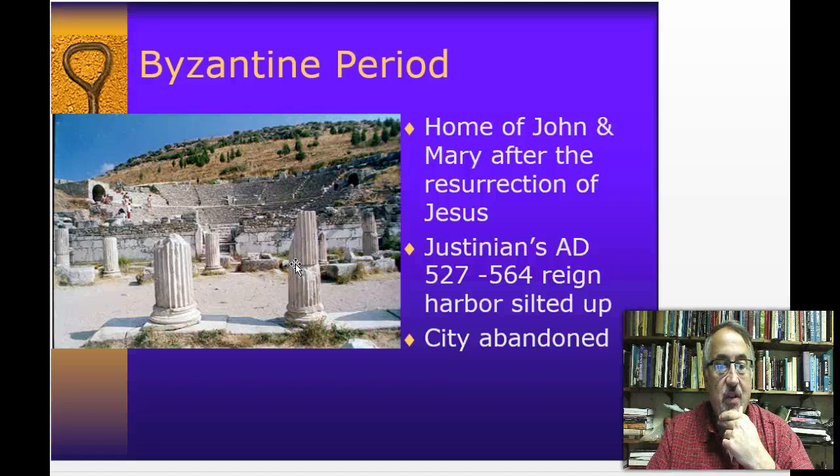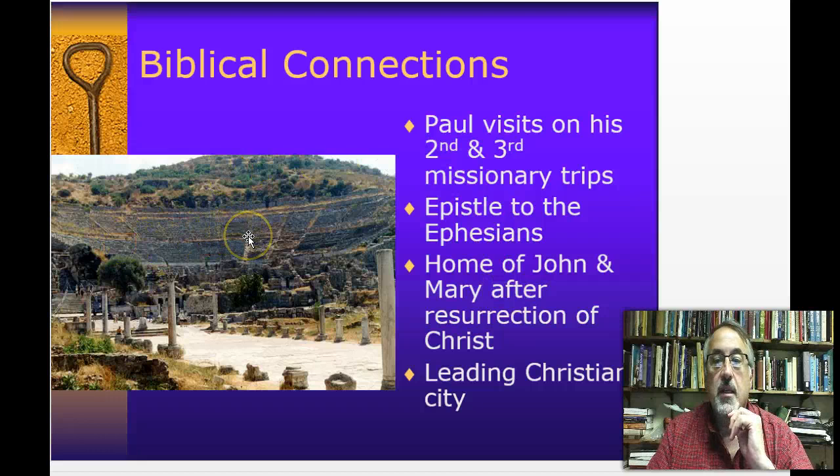Justinian, during his reign, the 6th century, is when the harbor silted up after they finally just abandoned it and the city went into ruins. Here is a large theater. Paul visits here. He writes an epistle to the Ephesians. The connection with John and Mary is certainly here. It's a leading Christian city.